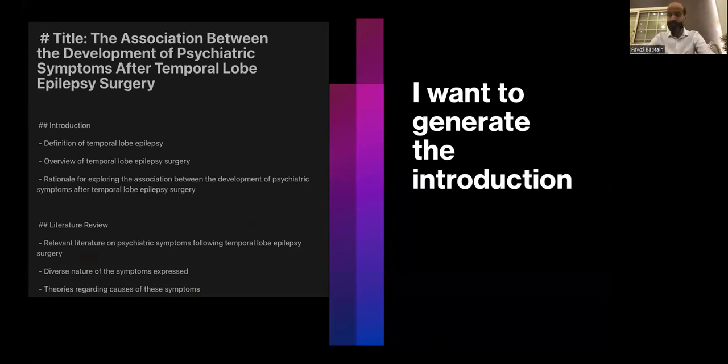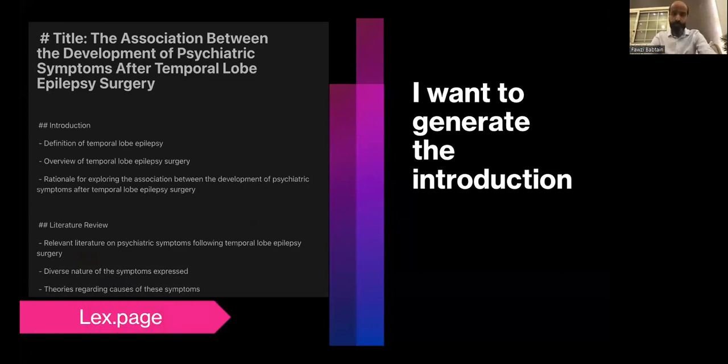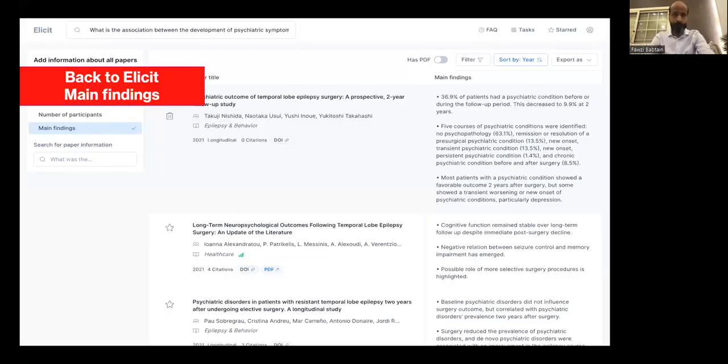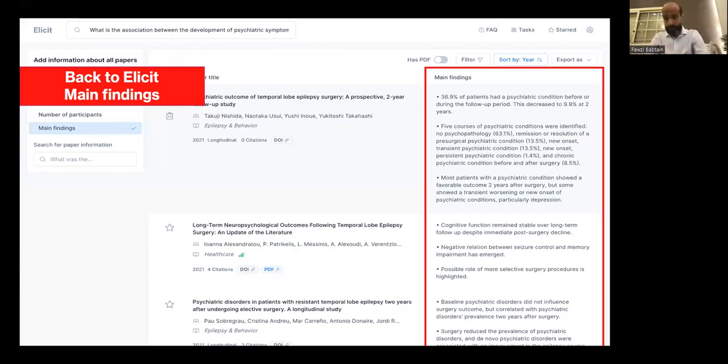I want to really generate the introduction. Again, this is Lex.page. This is beautiful. I'll go back to Elicit. I looked at the main findings of these top 4 or 5 articles, although it's summarized already. Elicit summarized it in a very nice paragraph. That fact, I'll do it in a different way. So I copy paste all this.